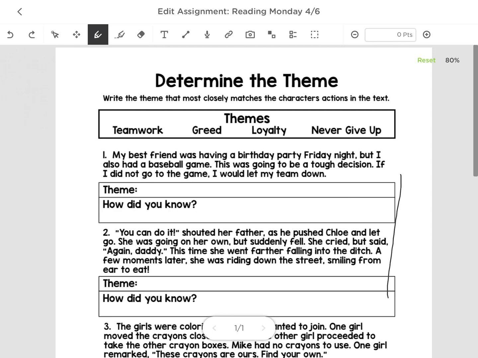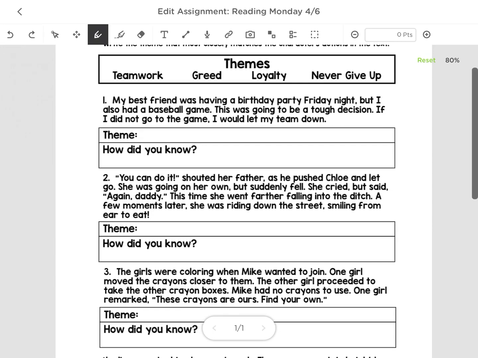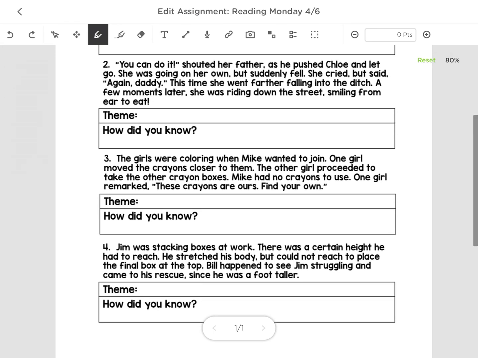Once you complete this worksheet, then you can go ahead and work on IXL B1. You will be finding the theme of different stories. And then that will be all your reading assignments for today.